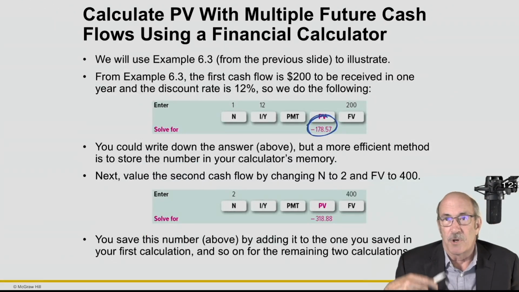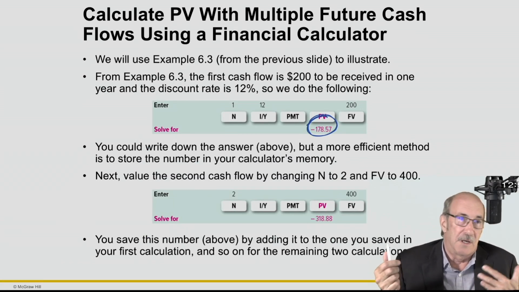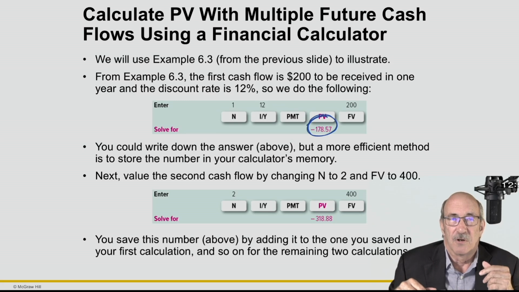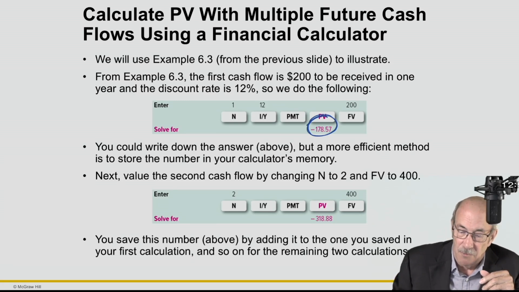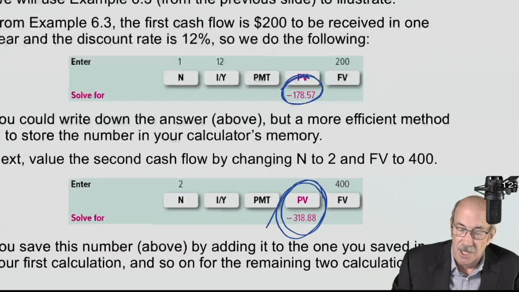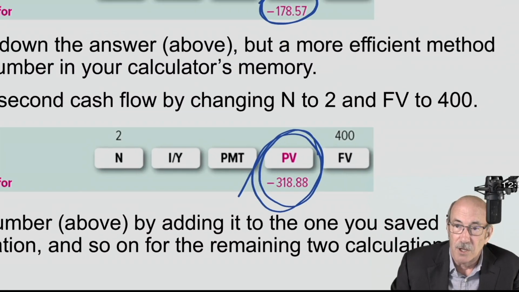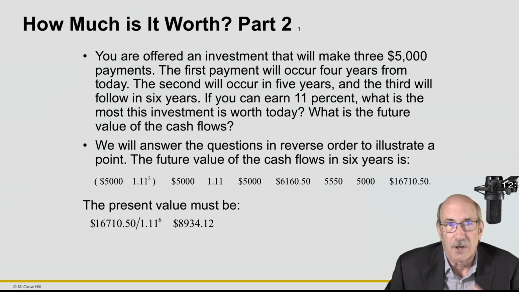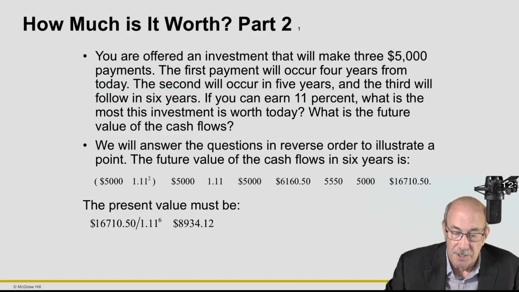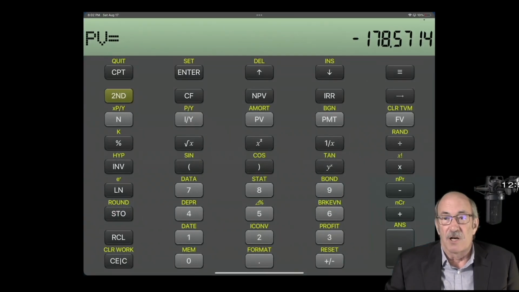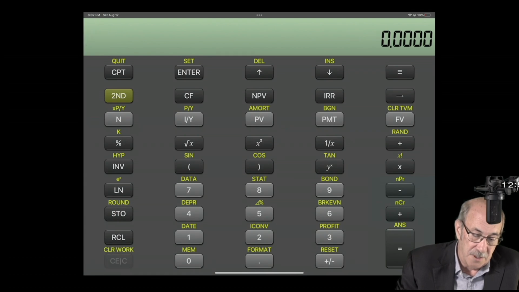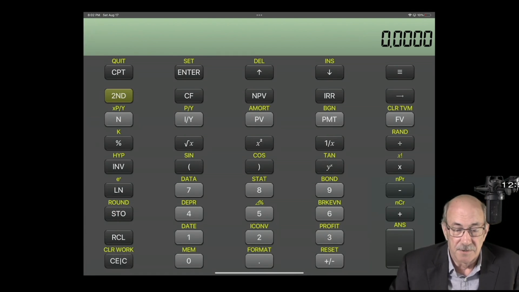We could keep going down that road, and we could then enter 400 as the future value, 2 as the number of years, compute PV, and we would get this 318.88 as well. All right, that's one way of doing it. A better, or quicker, way of doing it with the calculator is to once again use our uneven cash flow keys here. I'm going to clear the work, clear the current registries.